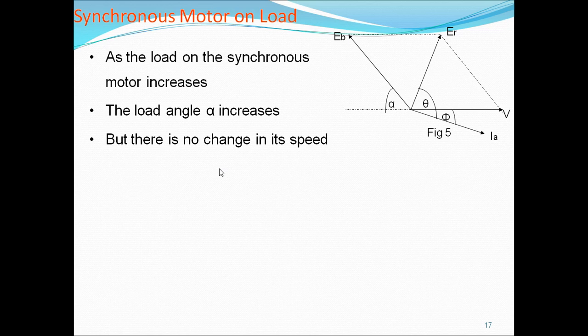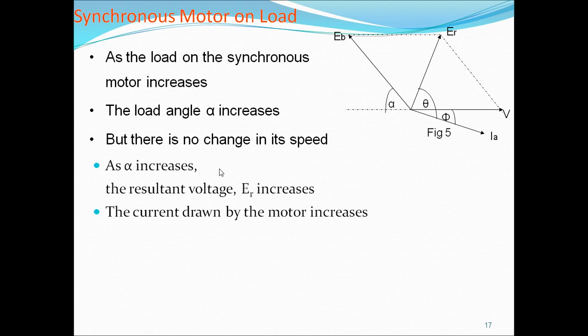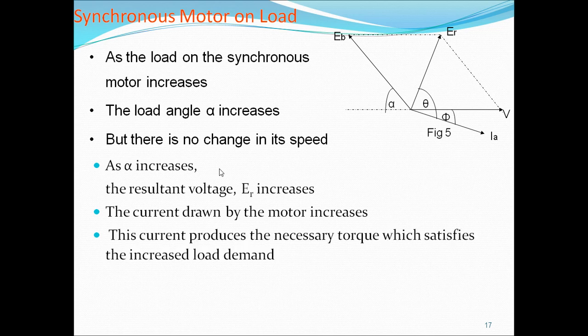When the synchronous motor is on load, as the load on the motor increases, alpha increases. But there is no change in its speed. Why? Because the speed is constant. As alpha increases, the resultant vector ER increases. When ER increases, the current drawn by the motor also increases. When armature current increases, it produces a torque which is sufficient to meet the demand.